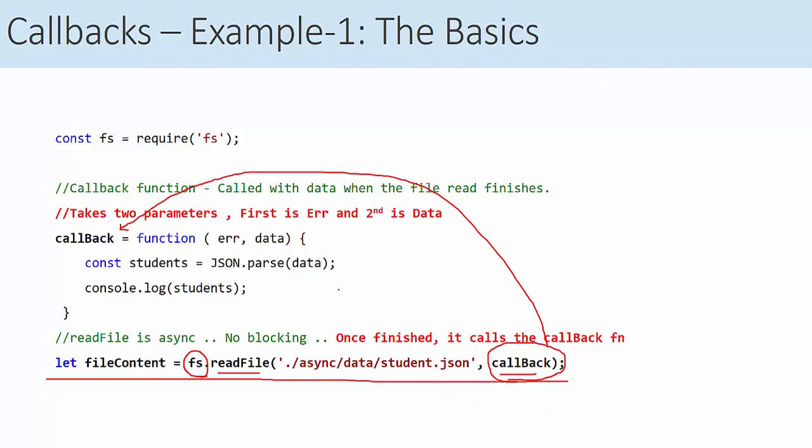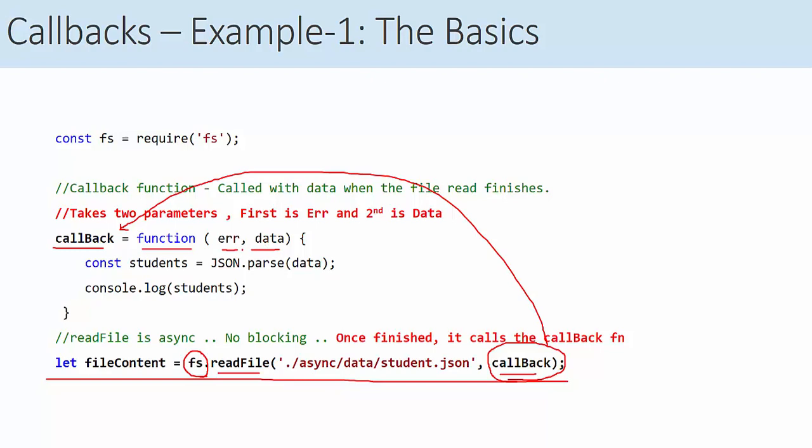So let us see the simplest form of the callback function. The callback function has two parameters. The first one is error, the second one is data. Of course, you can have your own names here. Error will be set if there was a problem while reading the file. Otherwise, data will be set and error will be null.